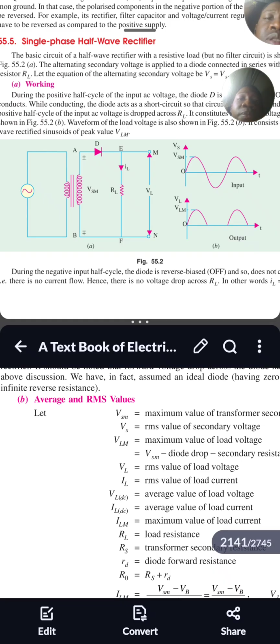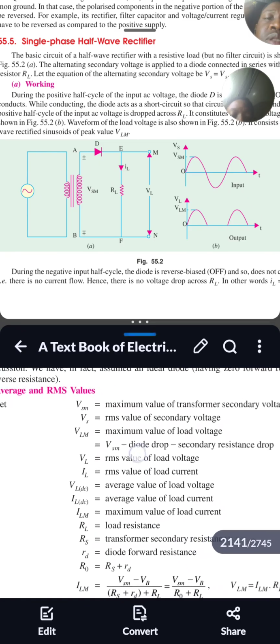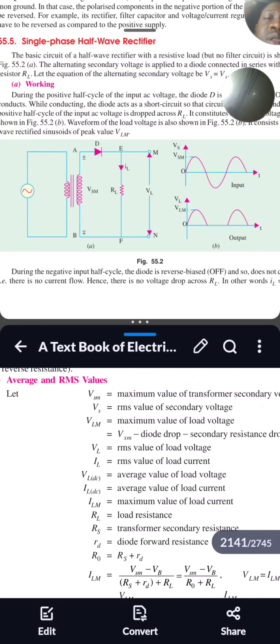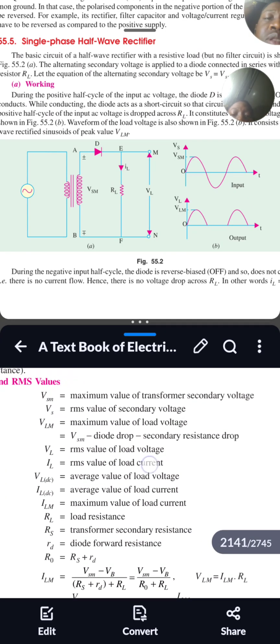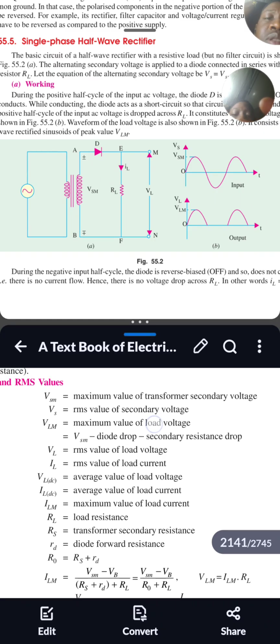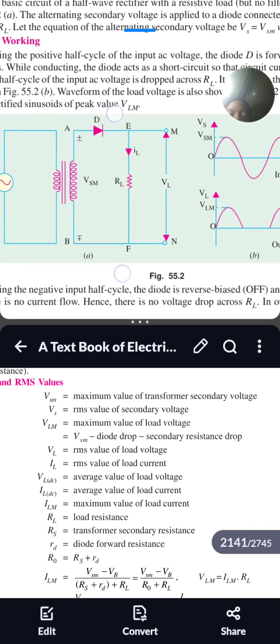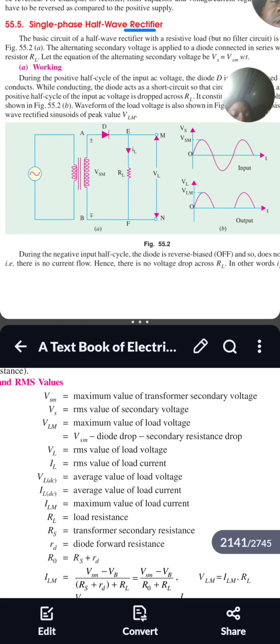So let's say, look at this VSM here. VSM says the maximum value of transformer secondary voltage. Now the maximum VSM, how will I put it? This VSM here is the maximum value of the transformer secondary voltage. Now you have primary voltage, you have secondary voltage.